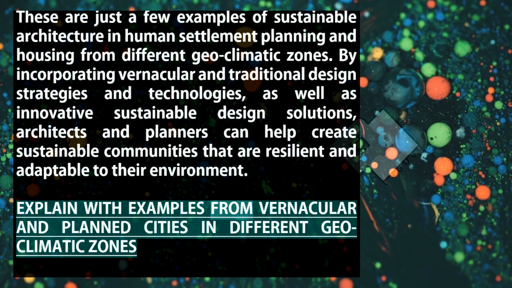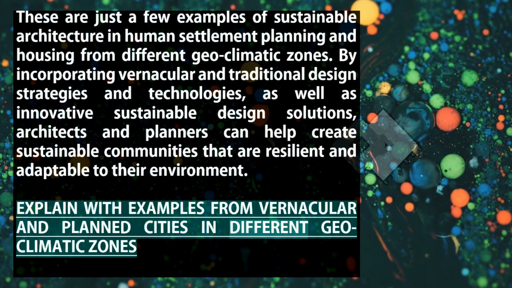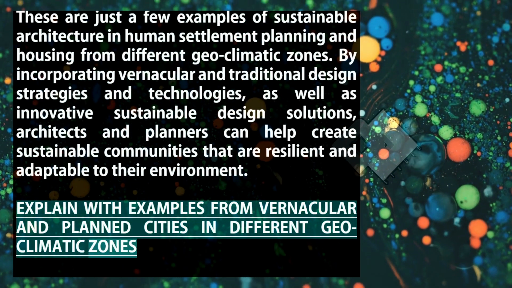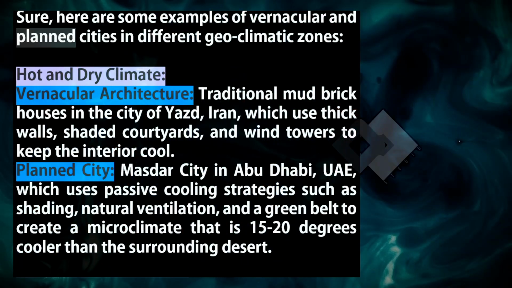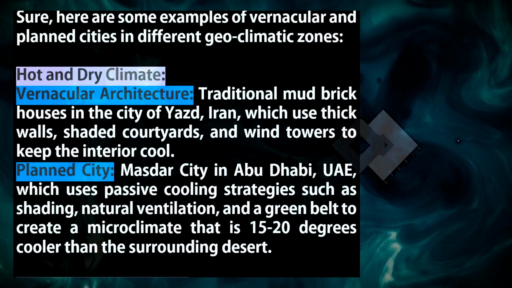Explain with examples from vernacular and planned cities in different geoclimatic zones. Sure, here are some examples of vernacular and planned cities in different geoclimatic zones. Hot and dry climate. Vernacular architecture.